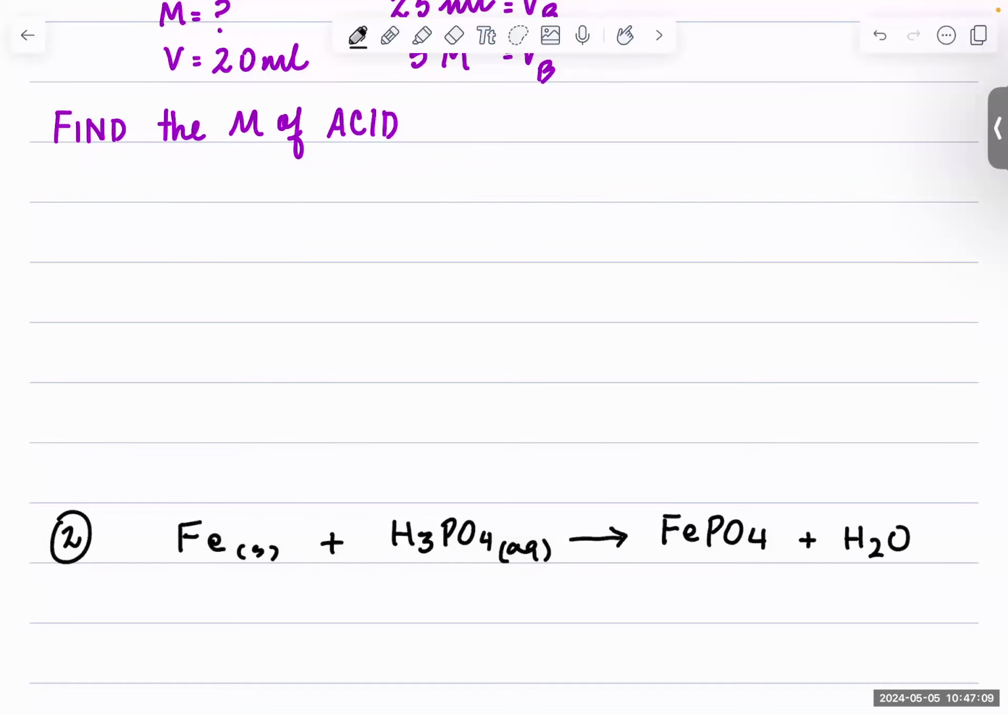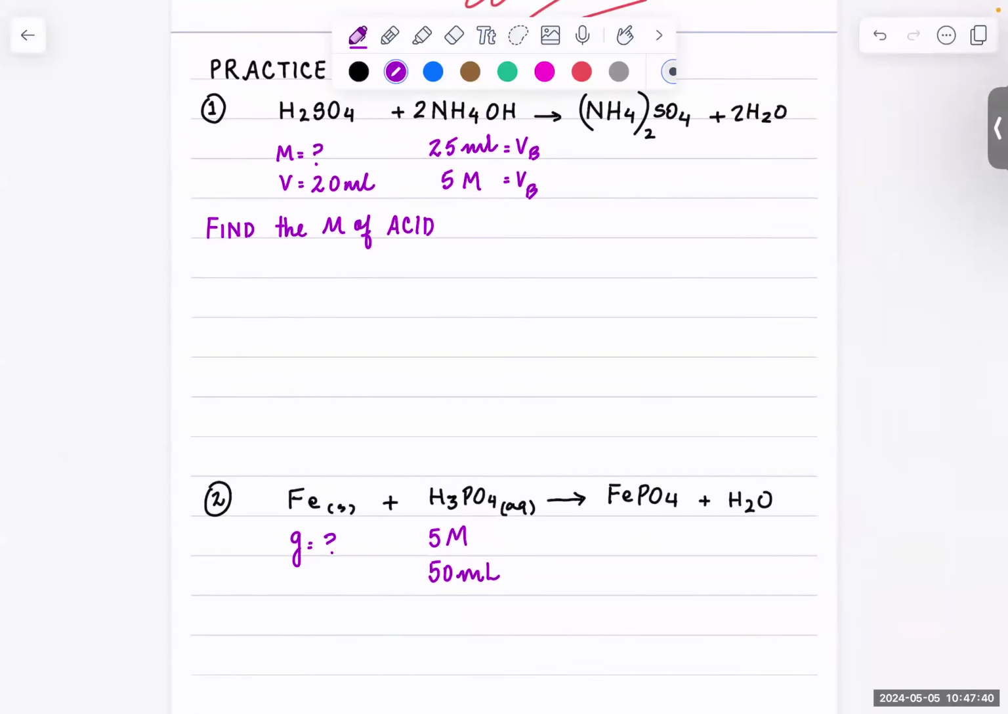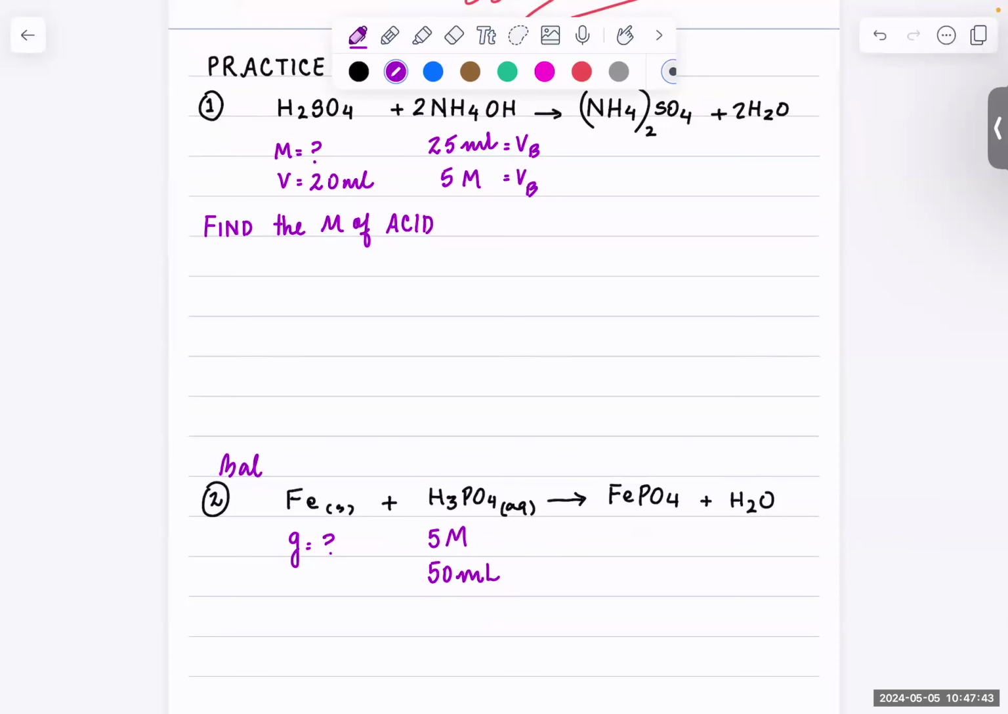Here you are going to find the grams of iron when you are given the molarity is 5 molar and the volume is 50 ml. Just make sure that everything is balanced out. First balance. The first one I already did. And then the second one is this. So these are the two questions you guys should be doing.